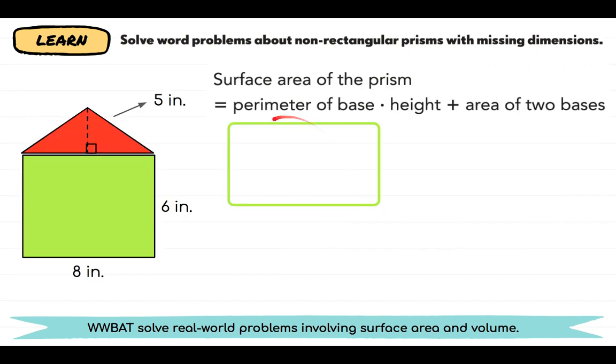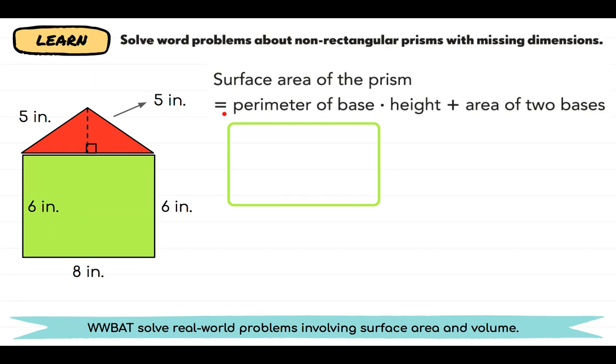So let's do it one step at a time. The surface area of the prism, first of all, we need to find the perimeter of the base. We know that this side of the triangle is 5 inches, this side of the rectangle is 6 inches, and this side is 8 inches. Now for the rectangle, the opposite sides are equal, so this side is also 6 inches as well. And because this is an isosceles triangle, the two sides are the same.